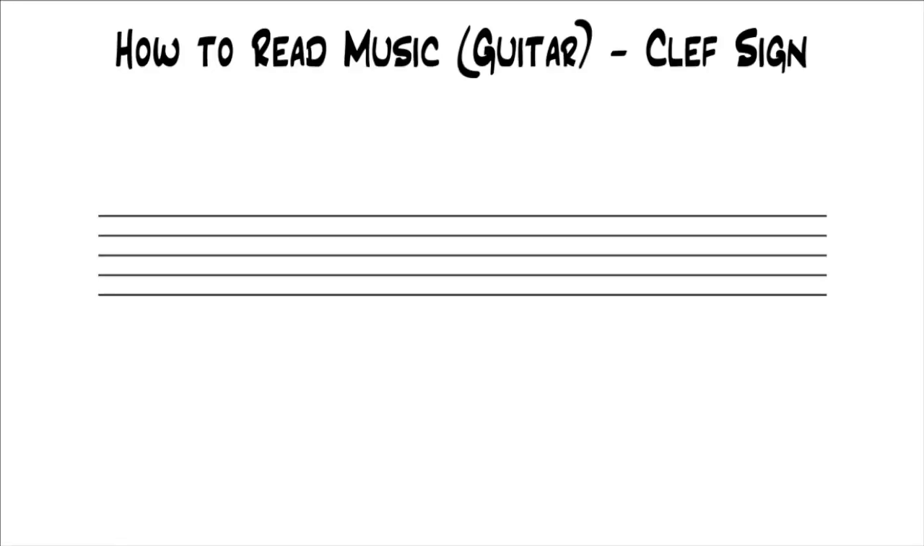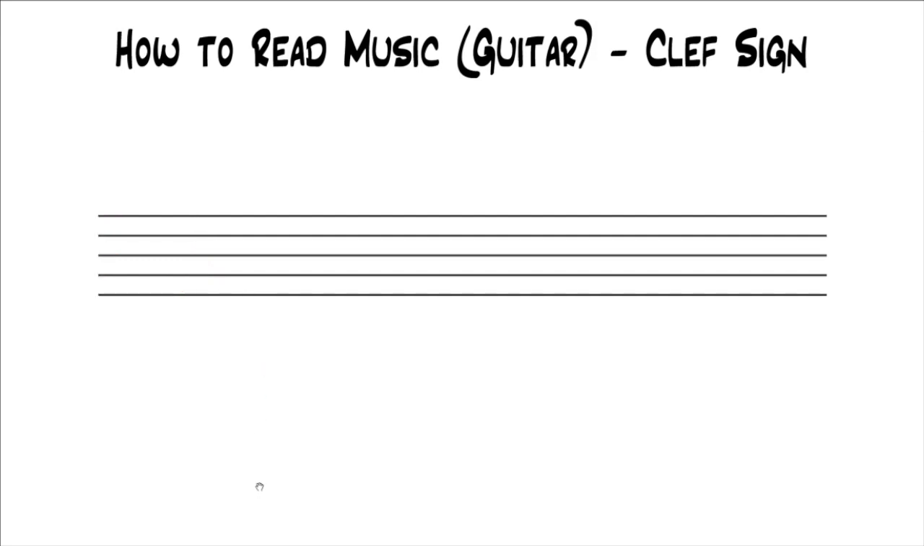This is part 2 in our series, How to Read Music for Guitar. If you'd like to go back and start at the beginning, you can click the link on the screen. So in the last lesson, I explained the staff or the stave, and that's what's on your screen right now. And I explained the staff was just a series of 5 lines and 4 spaces. So the lines are obviously the horizontal lines that are shown, and the spaces are in between the lines.